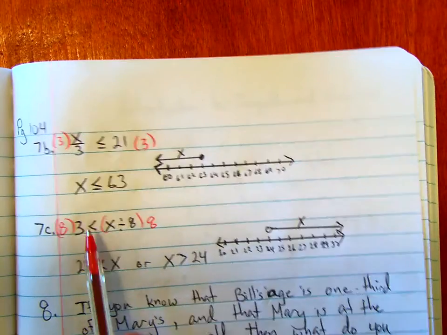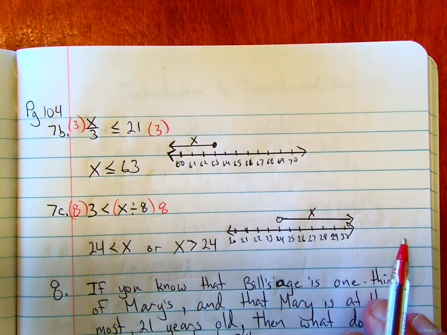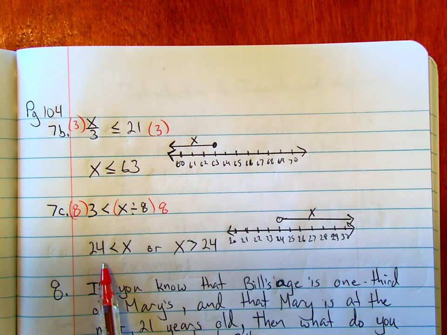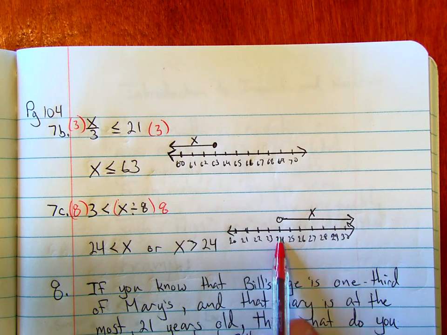Page 104, 7b. The solution, x is less than or equal to 63, and I've graphed it. Problem 7c, x is greater than 24, or you could say 24 is less than x. They mean the same thing. And I've graphed that.